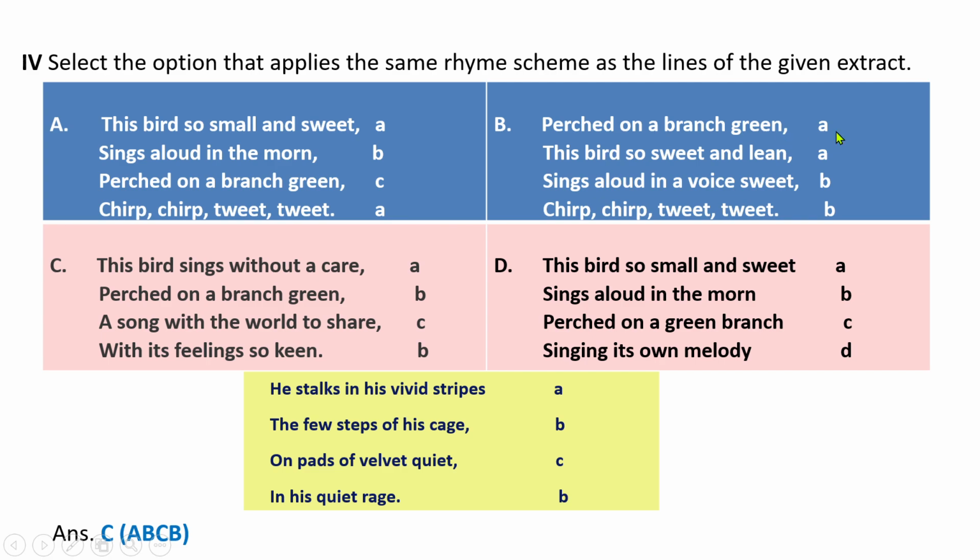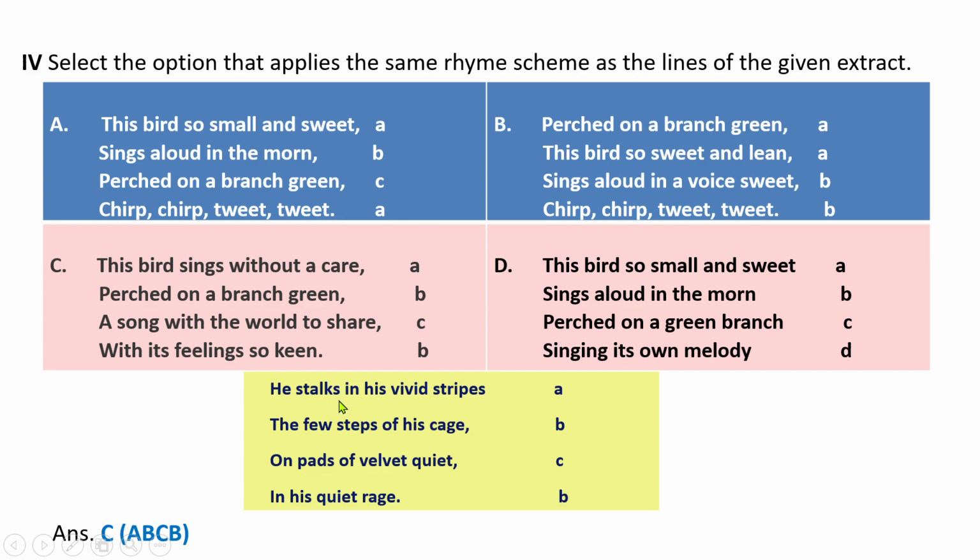Next one: perched on a branch green. Green A. Lean again matches with green, A. Sweet B. And tweet matches with sweet. So B. A, B, B. The third one: sings without a care. A. Green. B. Share. C. Keen. So keen matches with green. Then D. Sweet A. Morn B. Branch C. Melody D.